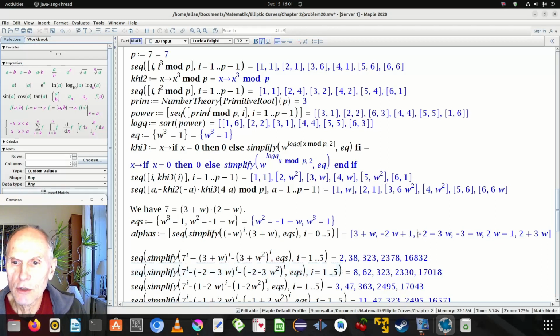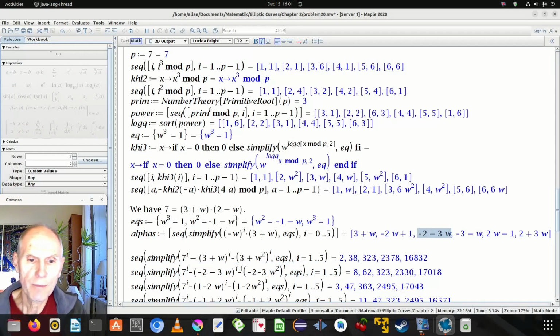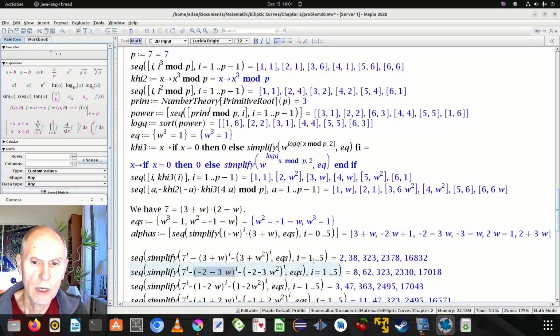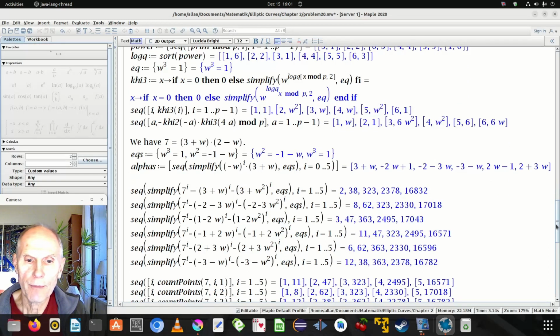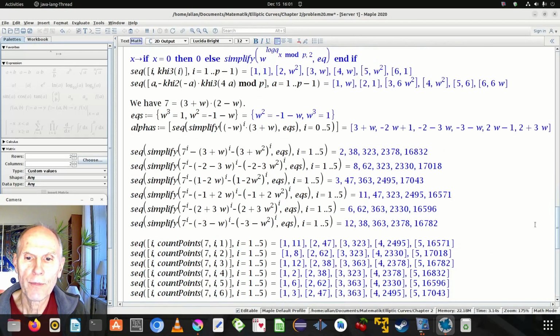That's it, minus 2, minus 3 omega. That's what we use, and get this sequence, etc., all the way up to a radius of, how much was that? 5. Actually, it did up to 6. There are 6, yes. And now we compare them, and they disagree.